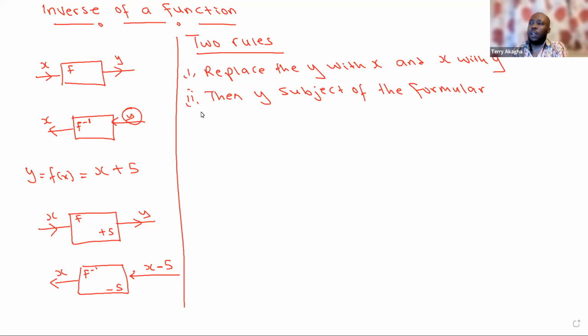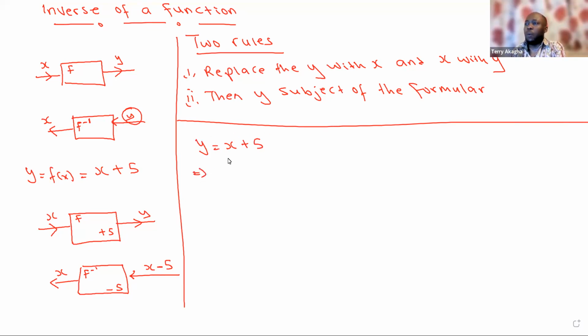So let's go back to that question we solved. Let's say we have y is equal to x plus 5. This is the function. I want to reverse this function. What do I do? I replace the y with x and x with y. So it's going to be x is equal to y plus 5. Can you see? So I now make y the subject of the formula. You take 5 to the other side, so y is going to be equal to x minus 5.